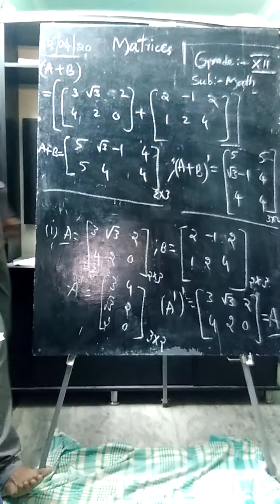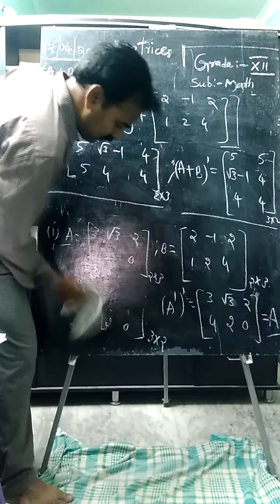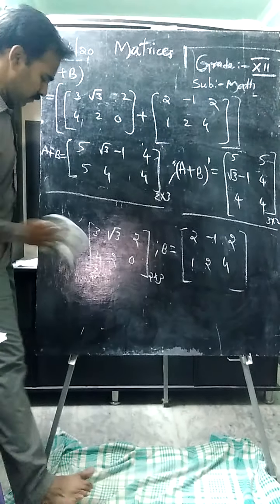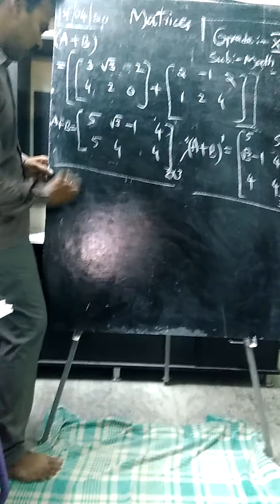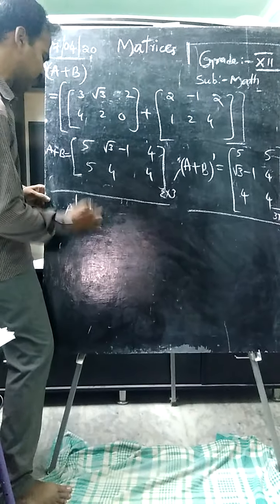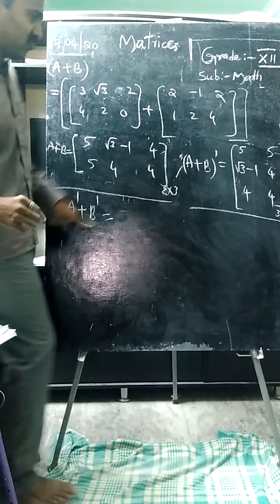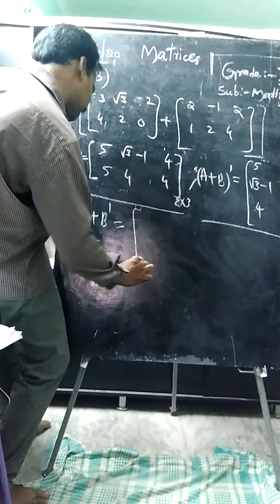Let us check whether our result is correct or not. So we have matrix A and matrix B. From our property, what do we have to show, students? We have to find the value of A dash plus B dash. I mean the transpose of A plus the transpose of B should equal this. What is the transpose of this? We will do it directly.